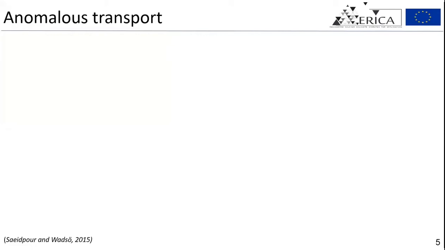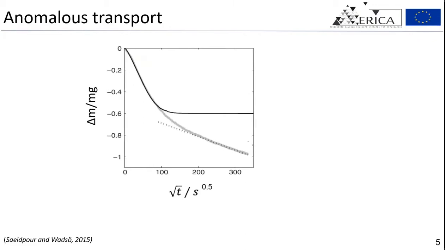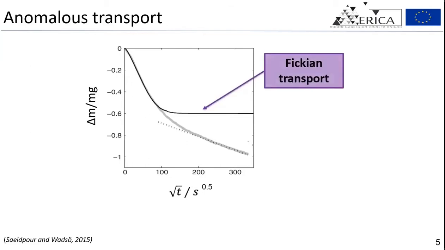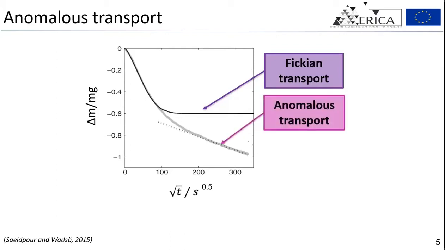In cementitious materials, anomalous water transport is often observed. Usually in other porous materials, the observed rate of imbibition increases linearly with the square root of time, as shown by the black line. This is so-called Fickian transport. In the Fickian desorption curve, a linear decrease of mass with the square root of time is observed, and then mass change becomes constant with time. Any deviation from this behavior is called anomalous transport, as shown by the gray dotted line.